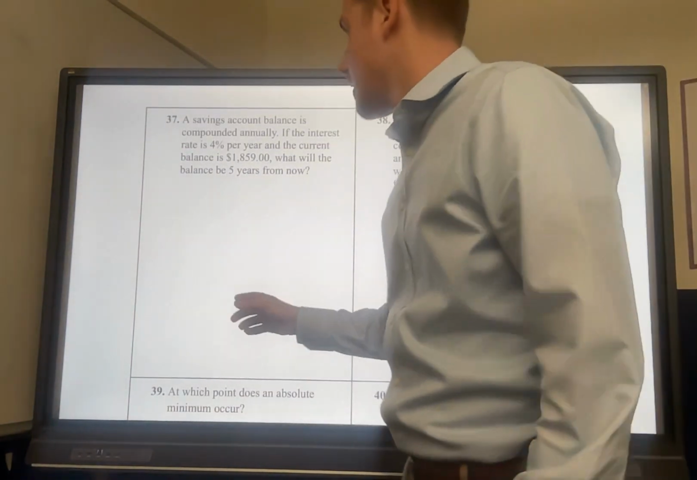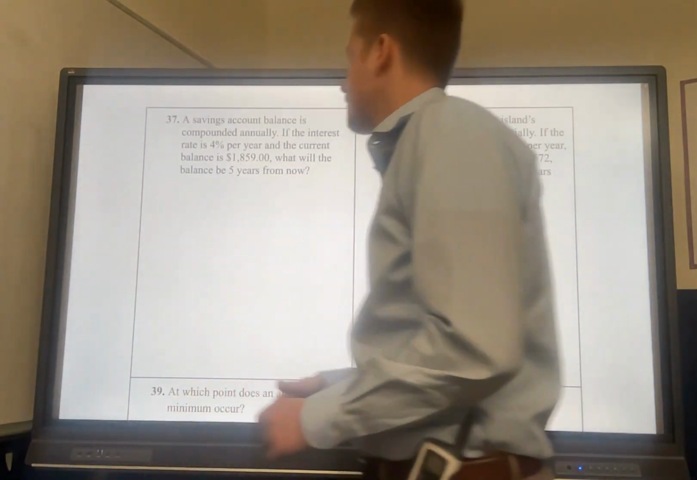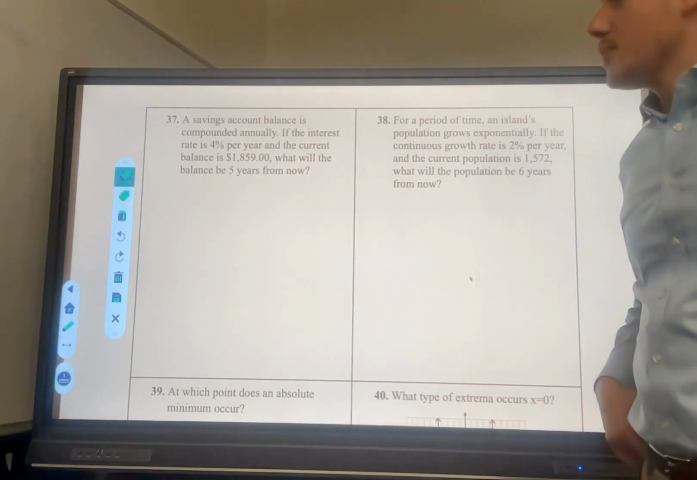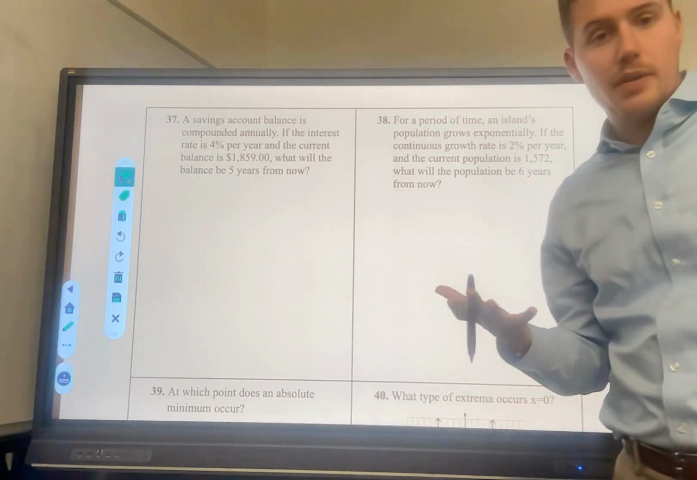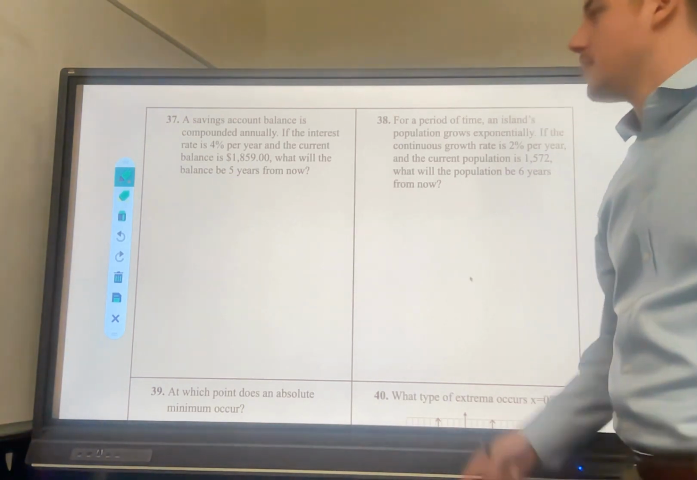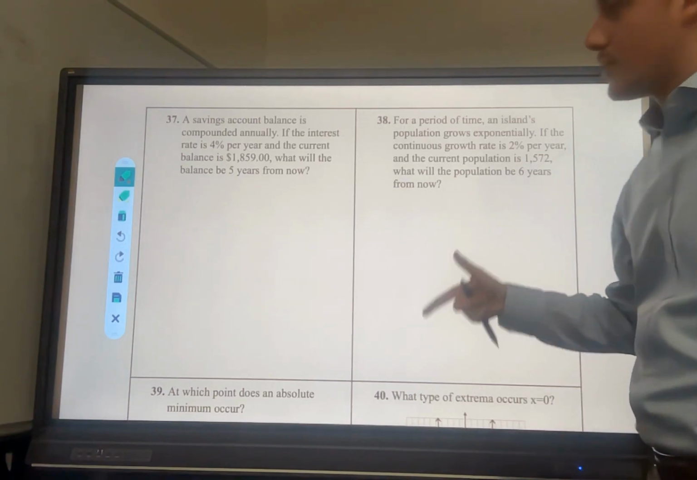All right, let's take it up a notch. 37. A savings account balance is compounded annually. If the interest rate is 4%, that means it's growing. You give the bank money so it grows. It's 4% per year, and the current balance is $1,859. What will the balance be 5 years from now?